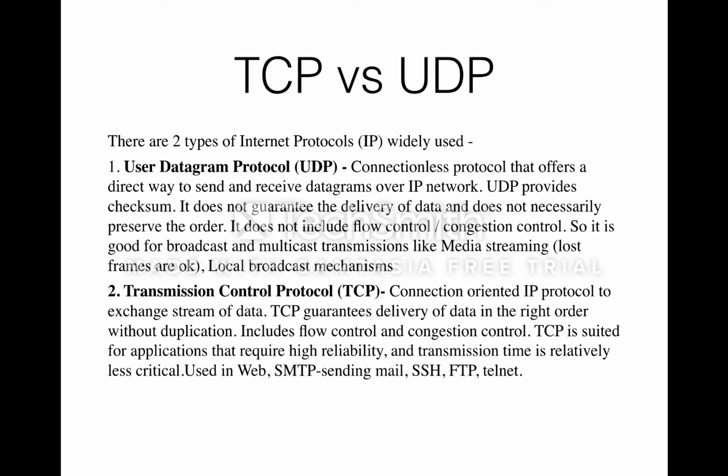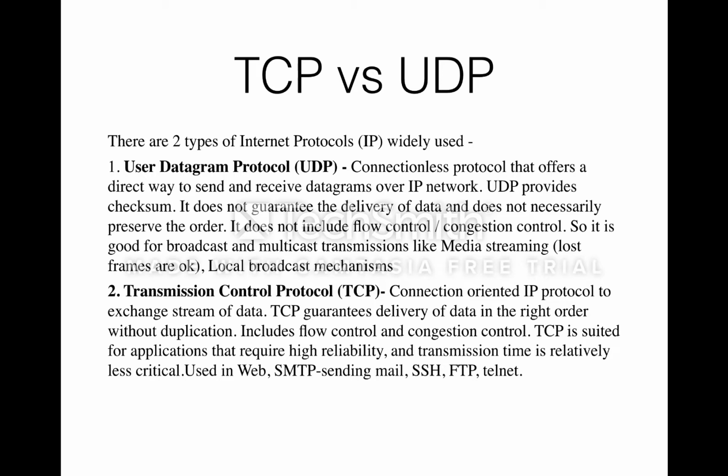Next is TCP, that is the transmission control protocol. It is a connection oriented internet protocol to exchange a stream of data. So that means that you need to establish a connection before you can send any data over the wire. TCP does guarantee the delivery of the data in the right order without duplication, which is not the case in UDP, as we just saw.